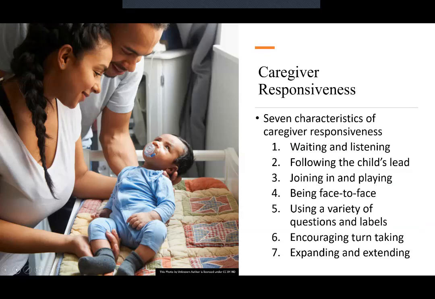Okay, so caregiver responsiveness is huge for development. It is the cornerstone of letting infants know that this sound coming out of our faces is something worth paying attention to. So there are 7 characteristics of caregiver responsiveness. I'm not going to go through an explanation of every single one of them.